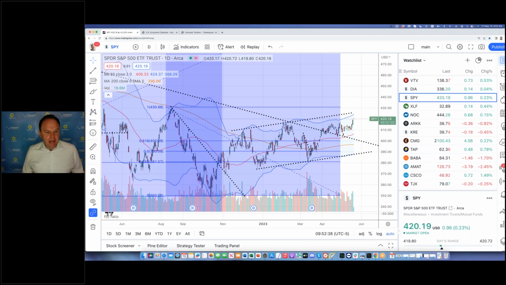What do you guys think? 1 or 2? Are we heading higher and this is a sustainable breakout, or are we reverting back to the range-bound trading? Well, we have a couple people 1, couple people 2. Anyone else?